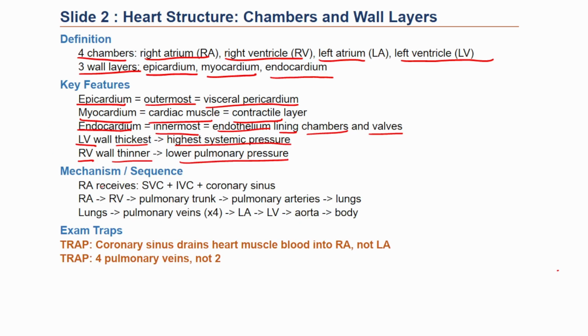In the mechanism section, our flow sequence begins as the right atrium acts as the central collecting chamber for deoxygenated blood, receiving systemic input directly from three vessels: the superior vena cava, the inferior vena cava, and the coronary sinus. From there, blood travels sequentially from the right atrium to the right ventricle, which then contracts to drive fluid out through the pulmonary trunk and into the pulmonary arteries to reach the lung capillaries.